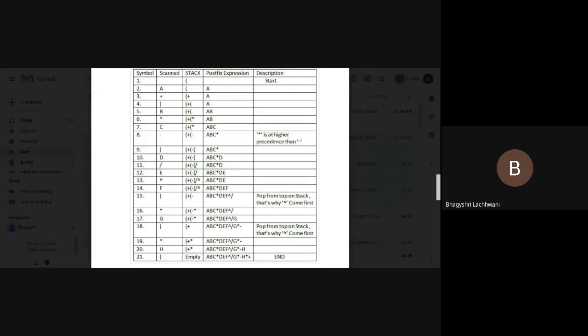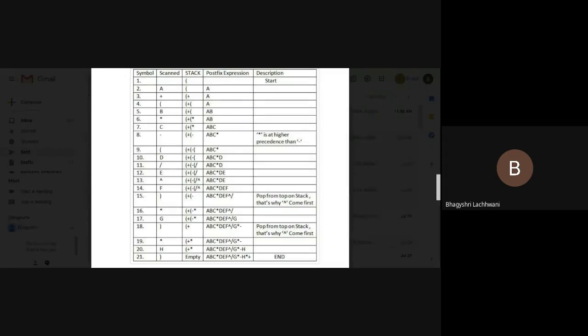What is the need? Because the rule was if a closing bracket is coming, you have to pop all the operators till the starting bracket comes. That means pop from the top of the stack. That's why exponential will come first, and after that the division will come. Then multiplication will be there. Now multiplication has the higher precedence than subtraction, so we will put it into the stack. Remaining postfix will be as it is.